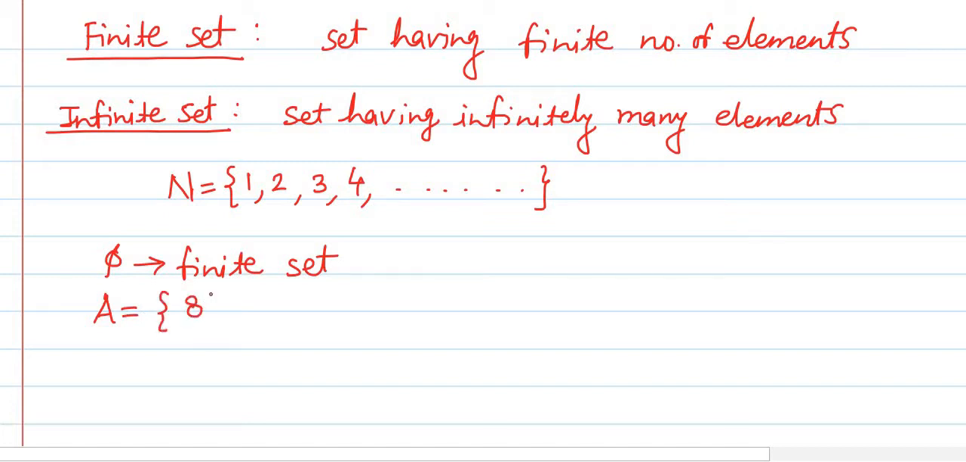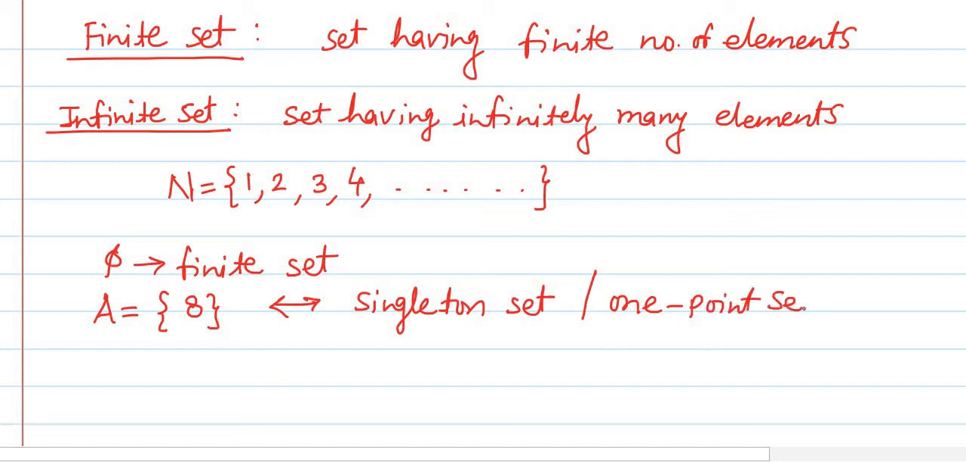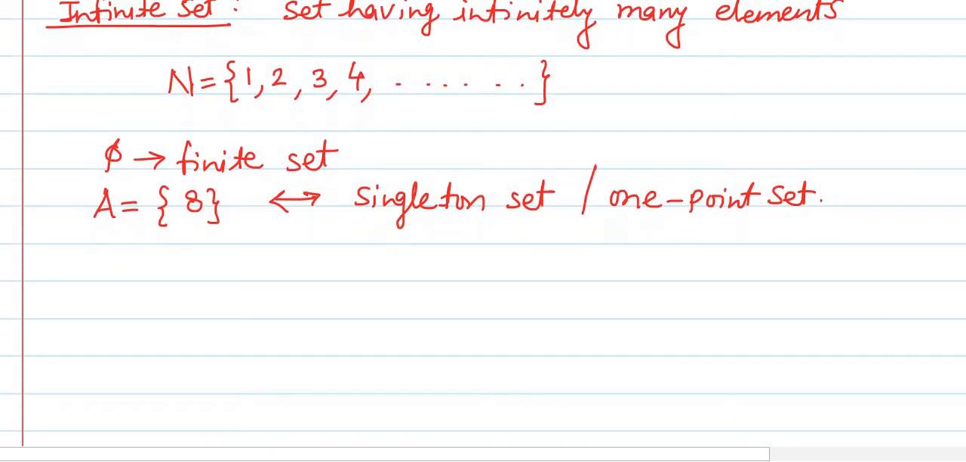Next one, if we have a set A which comprises of only one member, and suppose that member is 8, whatever the member may be, then such a set is called a singleton set. A set which has only one element in it is called a singleton set, or also called a one-point set, as it has only one element, means only one point.